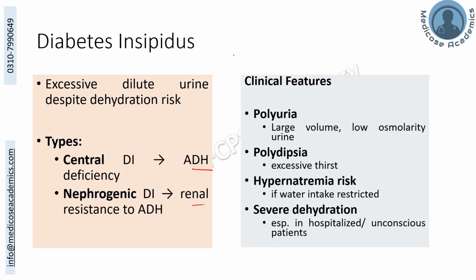Clinical features in diabetes insipidus will include polyuria, of course, dilute urine, large volumes. When there is loss of excessive fluid, the person may be having high plasma osmolarity, causing excessive thirst, called polydipsia. Risk of hypernatremia if adequate replenishing of water is not done, and this is more of a risk in those people who are hospitalized or unconscious, or small children who cannot uptake as much water as required.